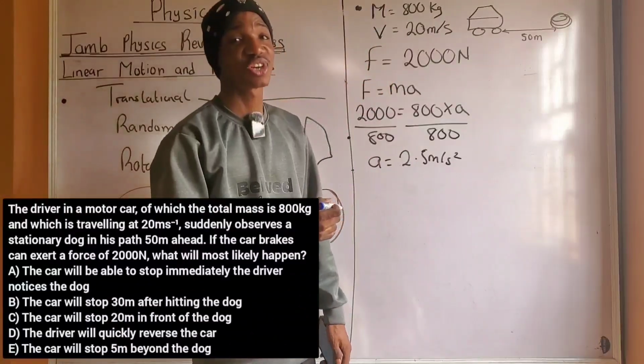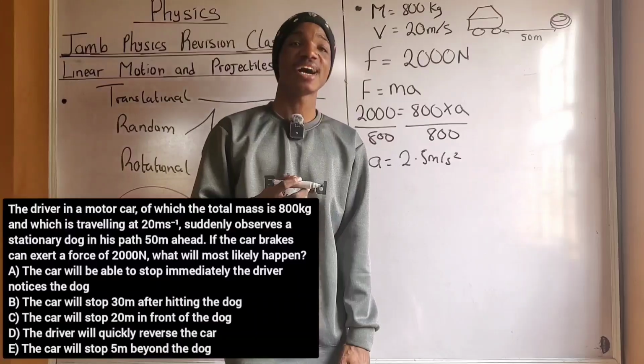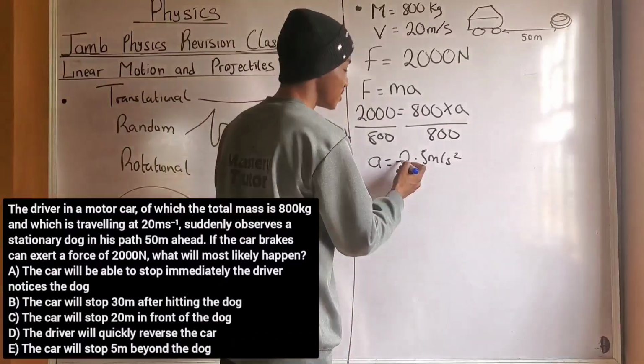Now, this kind of acceleration is retardation. Do you know why? Because when the brake is applied, the velocity decreases. So I'm going to have a negative sign here.